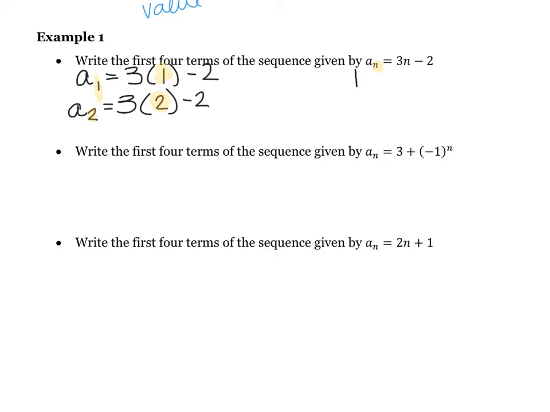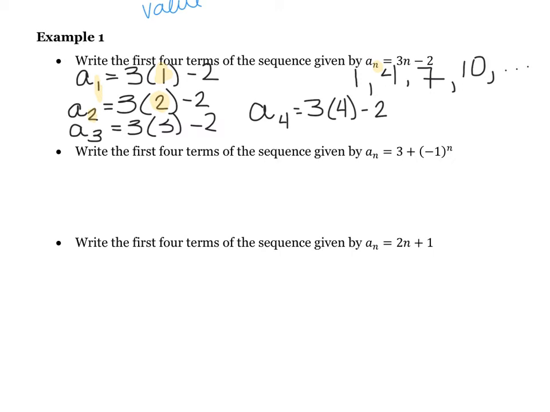So 3 times 2 is 6, and 6 minus 2 is 4. So the next number is 4. So a sub 3 is equal to 3 times 3 minus 2. So that's 9 minus 2 is 7. You put in the fourth term. Pause it here. So hopefully you plugged 4 in for n, and you got 12 minus 2 was 10.